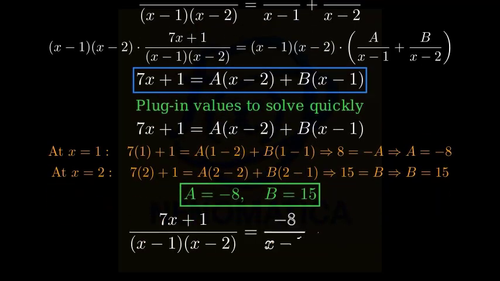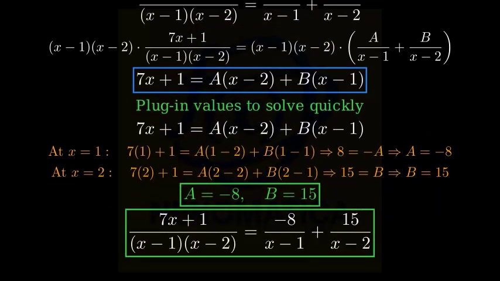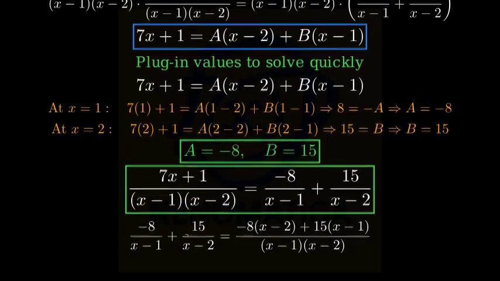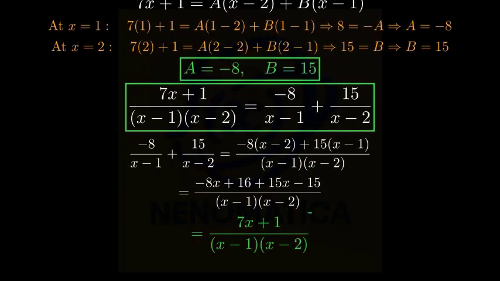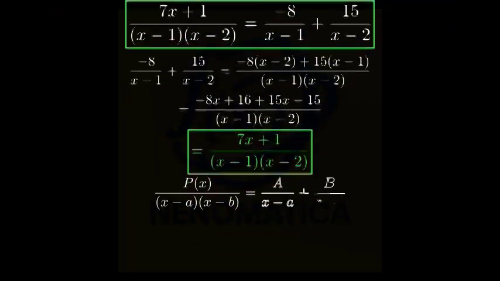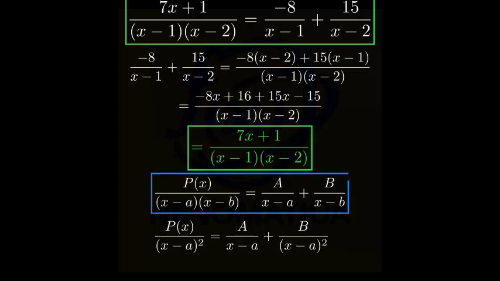Step 3. Substitute a and b into the target form to write the decomposition. Quick check. Combine the right side over the common denominator and confirm the numerator equals 7x plus 1. Summary. For distinct linear factors, write constants over each factor. Clear denominators to get a polynomial identity, and solve for the constants by strategic x values or by equating coefficients.